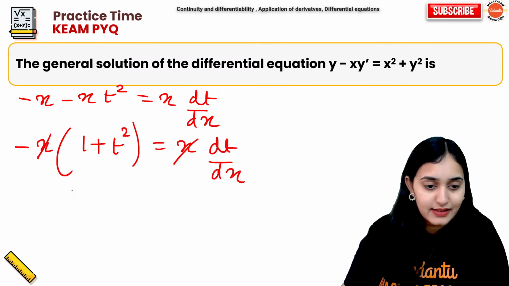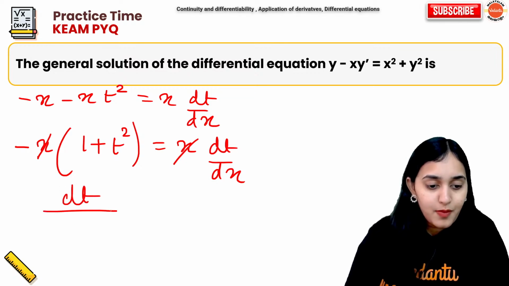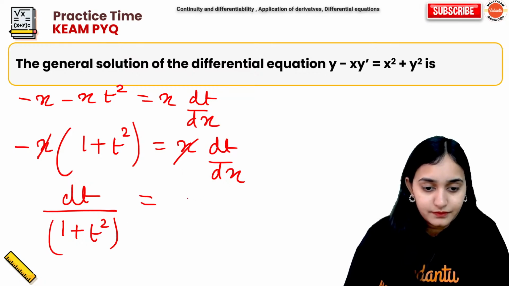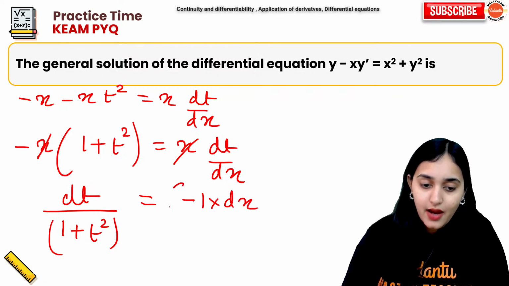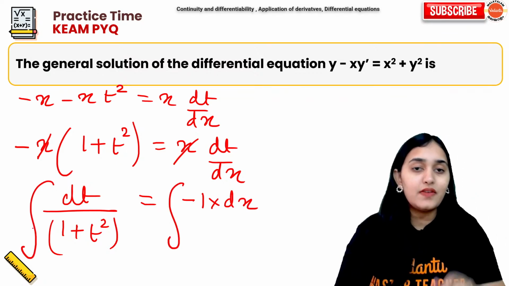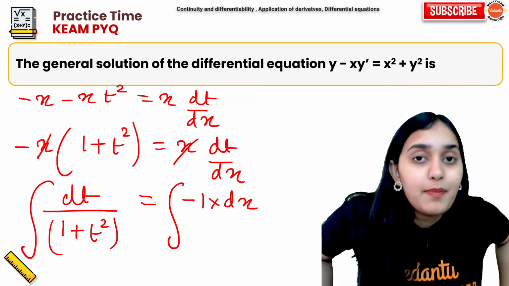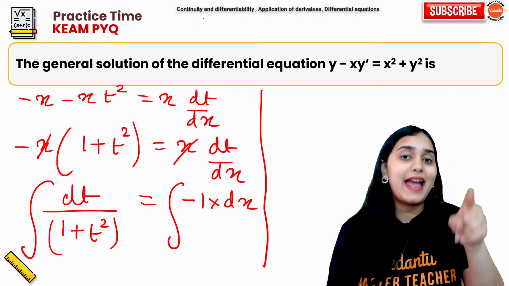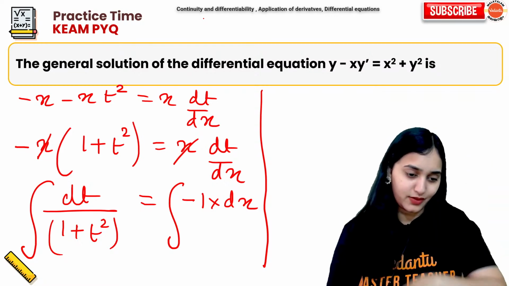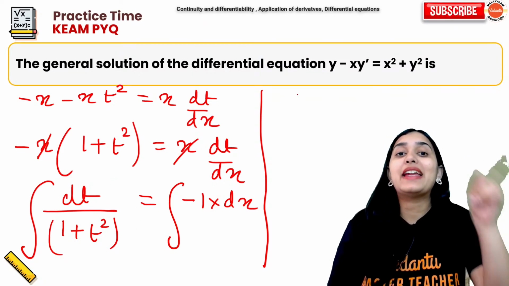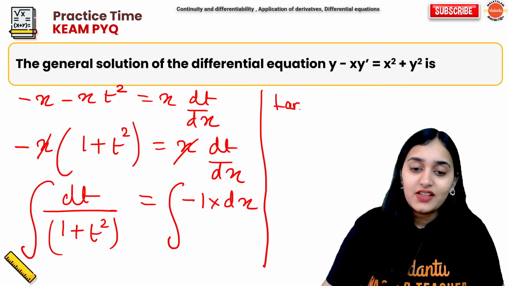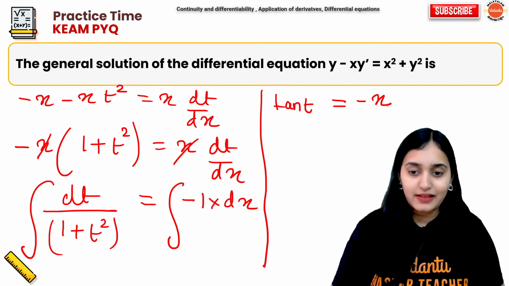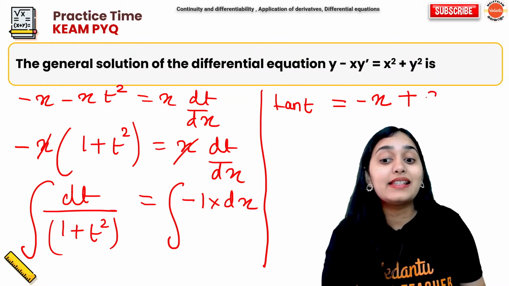Now x cancel. So we have dt upon 1 plus t square is equal to minus 1 into dx. Now you integrate this with respect to x and integrate this with respect to t. What is 1 upon 1 plus t square integration? As we know, differentiation of tan inverse x is 1 upon 1 plus x square. So the integration of 1 upon 1 plus t square is tan inverse t. So it becomes tan inverse t is equal to minus x plus c.